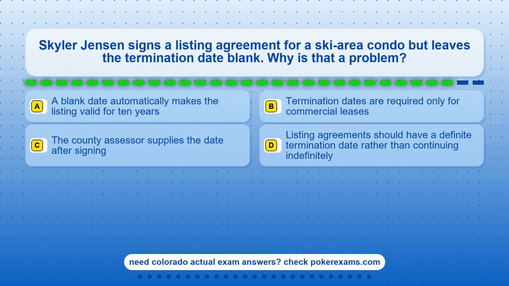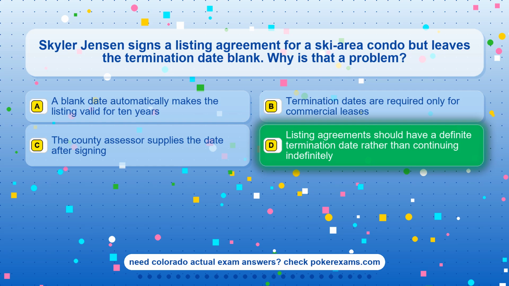Question 13. Skylar Jensen signs a listing agreement for a ski-area condo but leaves the termination date blank. Why is that a problem? Option A. A blank date automatically makes the listing valid for 10 years. Option B. Termination dates are required only for commercial leases. Option C. The county assessor supplies the date after signing. Option D. Listing agreements should have a definite termination date rather than continuing indefinitely.